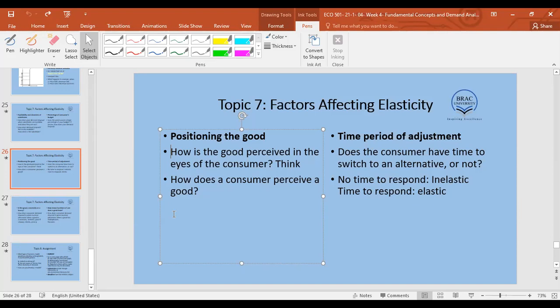How do you position it? How does the consumer perceive a good? Next is the time period of adjustment, which is the switching cost. If it takes time to switch, for example, I already have a car, and therefore, if I buy another car, I might not want to buy another car. But if it's a second purchase, then I will respond.